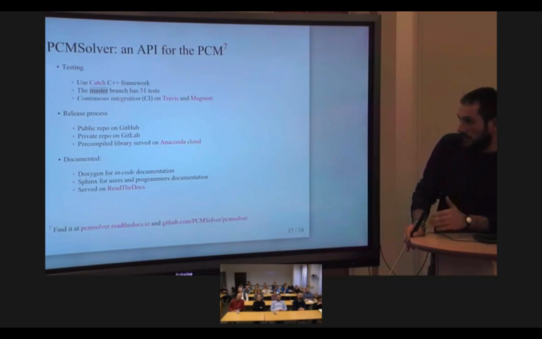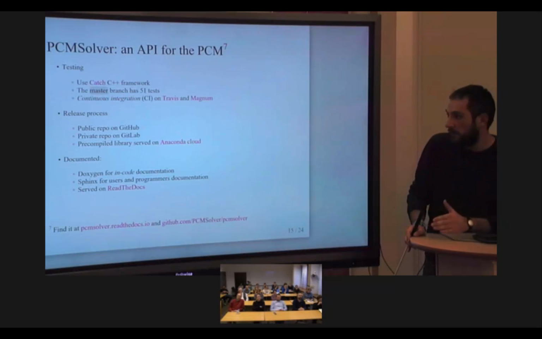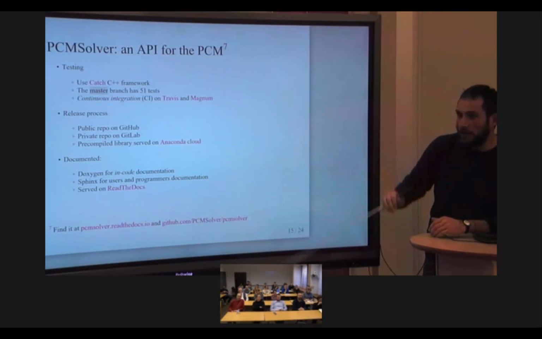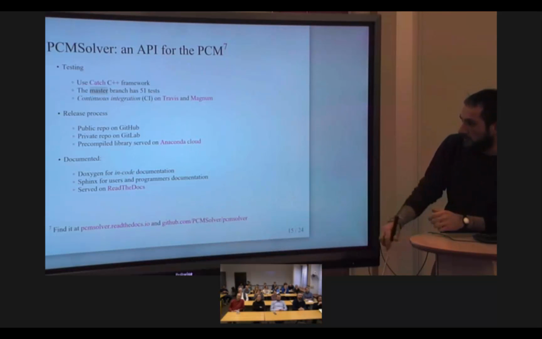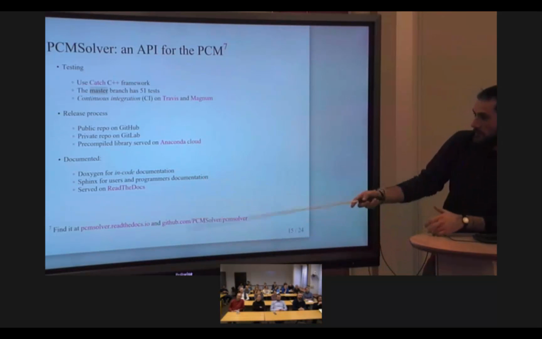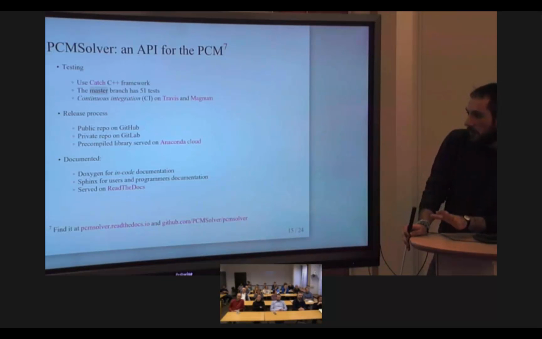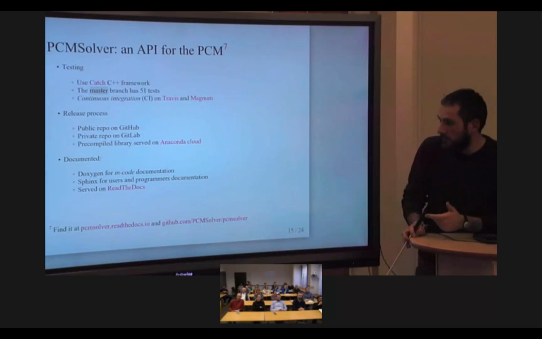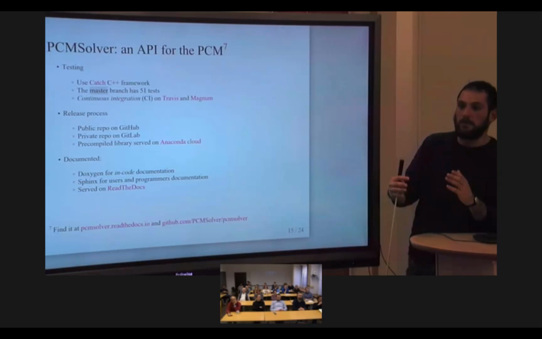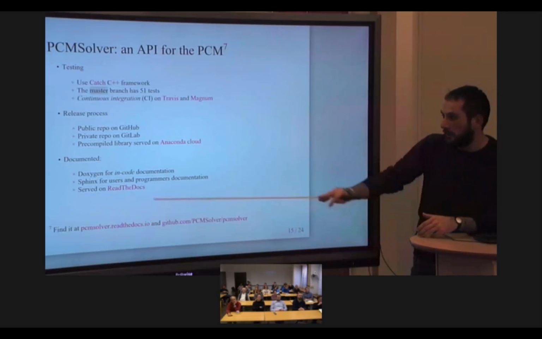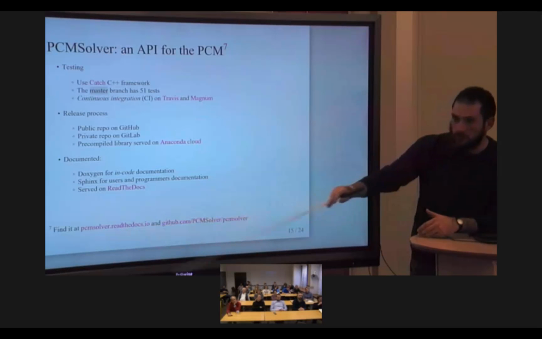So the release process, as I already mentioned, we have a public repo on GitHub, so all the tagged versions are available there. We have a private repo on GitLab, where some of the private development goes on. And there's a binary library that is served on the Anaconda cloud service, thanks to Lori Burns at Georgia Tech. Documentation, we use Doxygen for in-code documentation, but we extract that using Sphinx, so that everything, both the documentation for the users that doesn't fit in the code and the in-code documentation, are served online on Read the Docs, and you can read the documentation at this website.